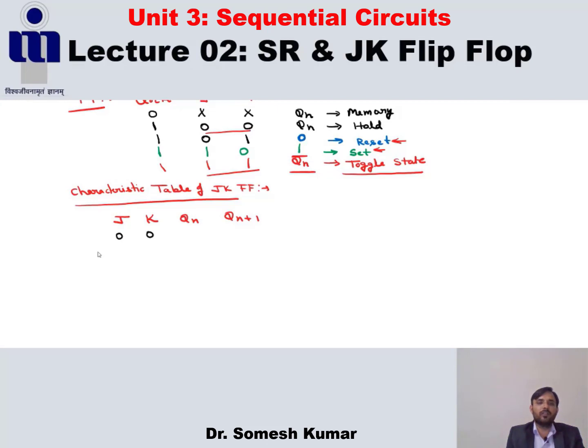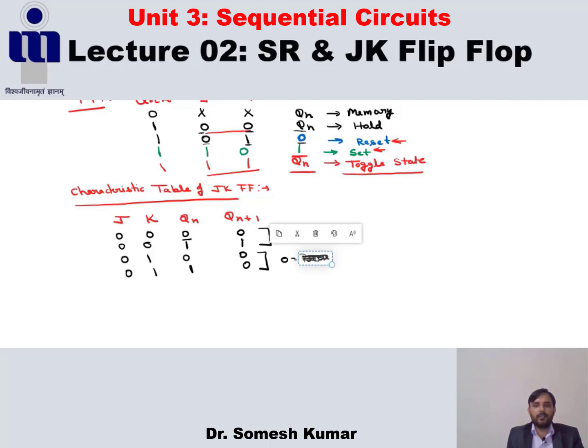If J is 0, K is 0 and Qn, the previous state, is 0, what happens? With J 0 and K 0, the output is the previous state, which is 0, so I write 0. If the previous state Qn is 1, then the next state becomes 1. So this is basically our Qn. What happens if J is 0, K is 1 and the previous state is 0? In this case, the output goes to the reset state, meaning it always remains 0. If the previous state is 1, it also remains 0. So this is the reset state.